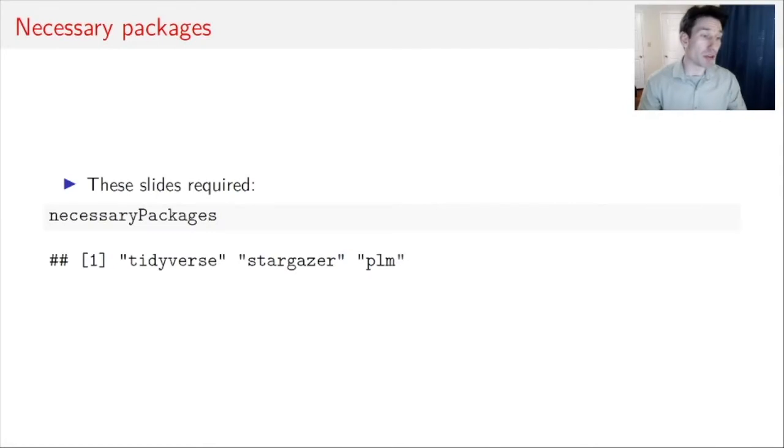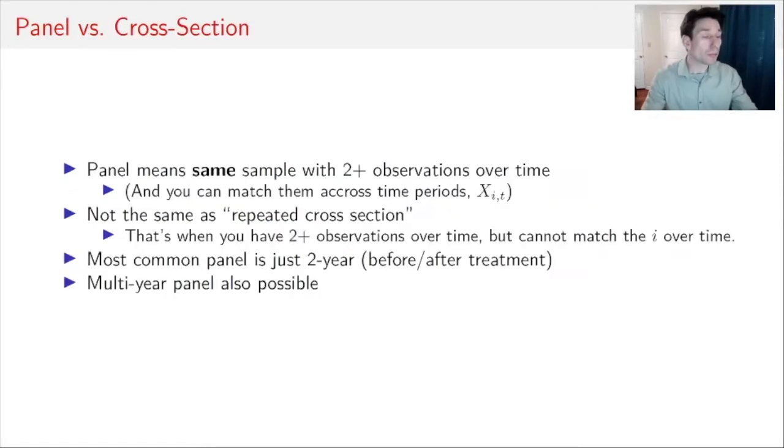Okay, here are some of the packages that we're going to use today. Before we head into the lecture, I'd like to say a few words on panel versus cross-section. So panel data means that you have the same sample with two observations or more over time. So the same individuals or the same items were surveyed. So data on the sample was collected twice or more, meaning that you can match the observations across time.